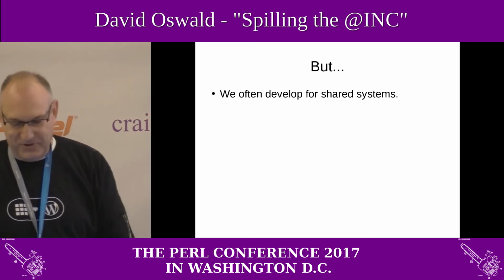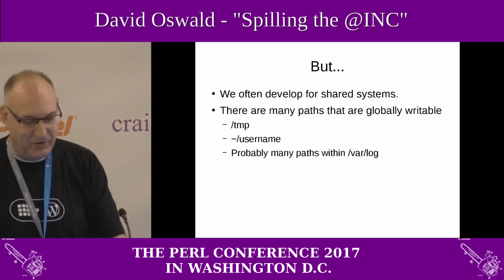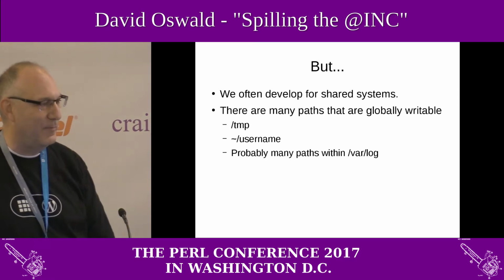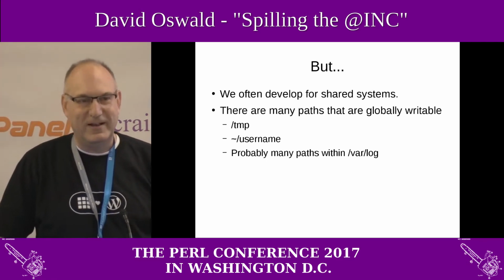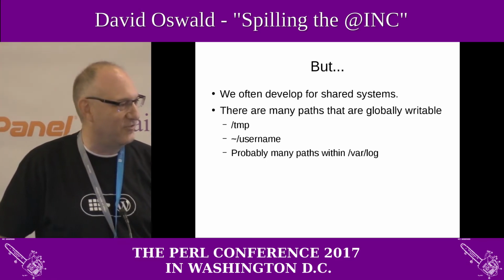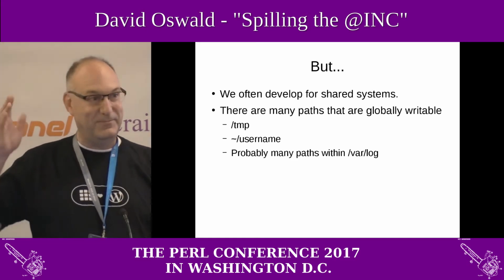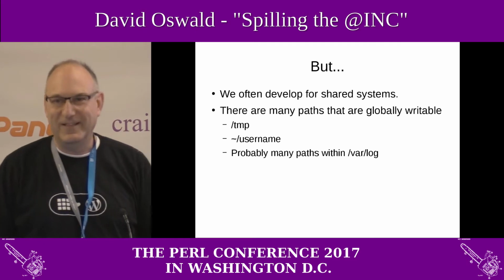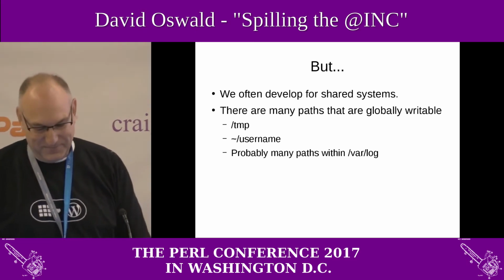So we often develop for shared systems, and there are many paths that are globally writable. /tmp, for instance. Now /home/username may not be globally writable, but it's writable by a user, and at some point an admin might change directory into a user's directory, find a problem and say, oh, I have a script that fixes this, and run that script, and he's in a user's home dir. That's not safe, right? Or it wasn't safe.